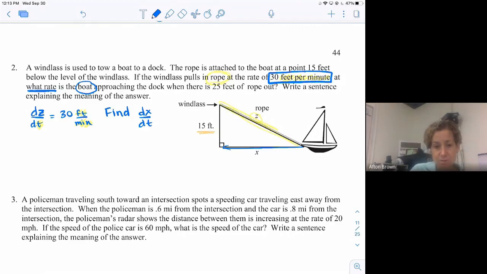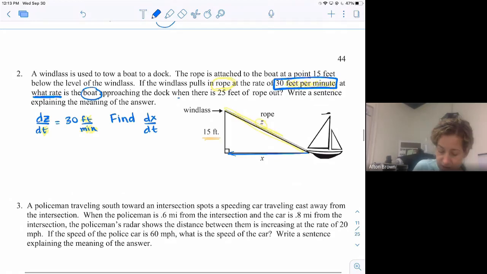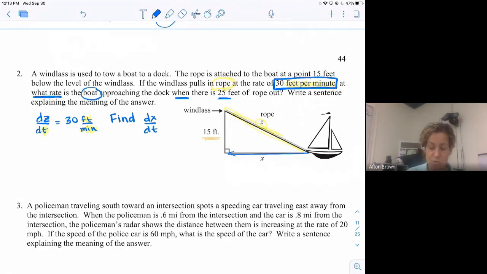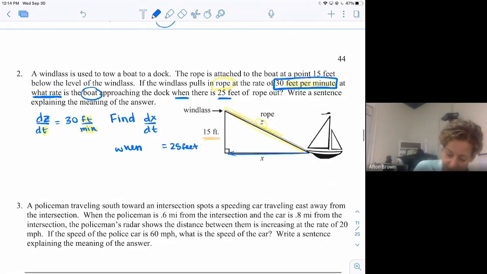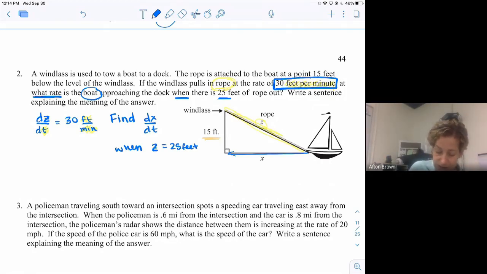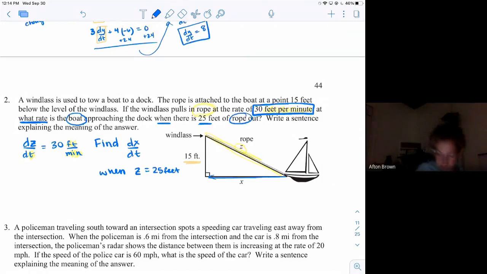Every time you have a find question, it will always be find something, when something. Well, here's the when. So find that when there's 25 feet of rope. So I need to find when something equals 25 feet. When what equals 25 feet? What do you guys think? Z? Yes, good. Very good. So it said 25 feet of rope, and the rope was letter z.